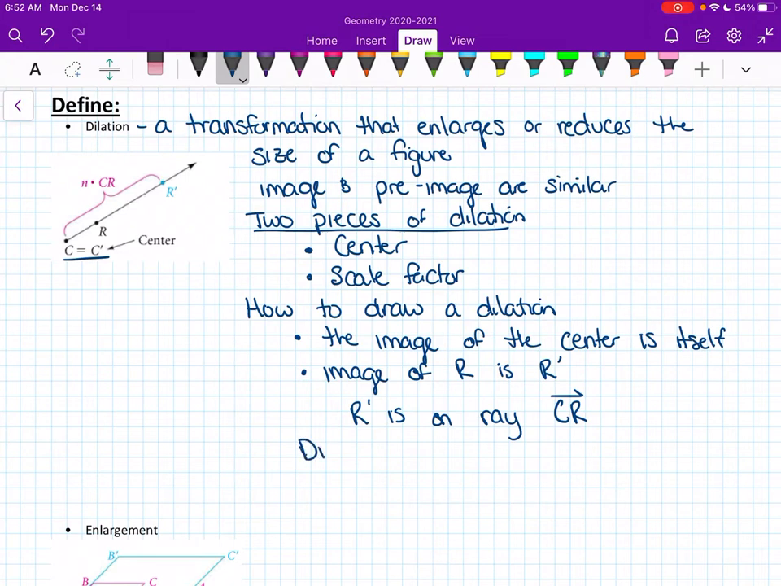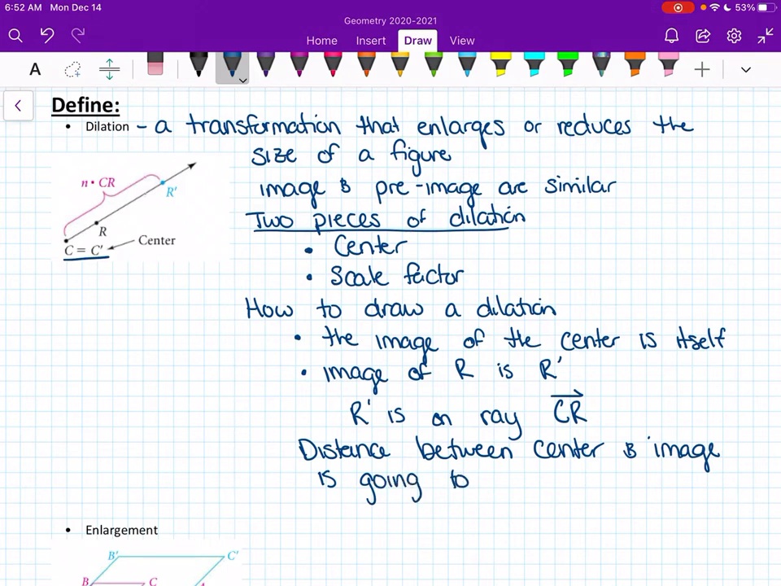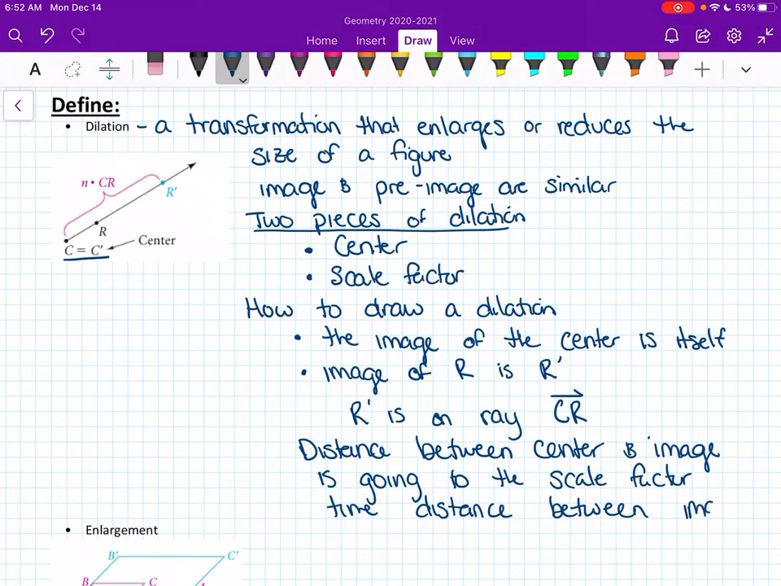So the distance between the center and image is going to be the scale factor times the distance between the pre-image and center, excuse me.